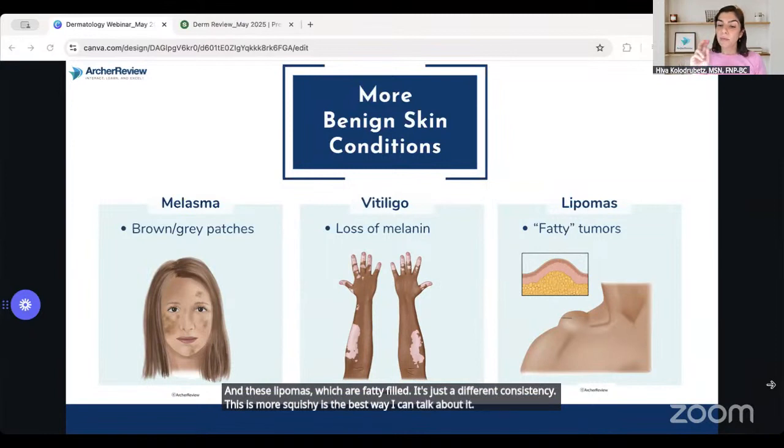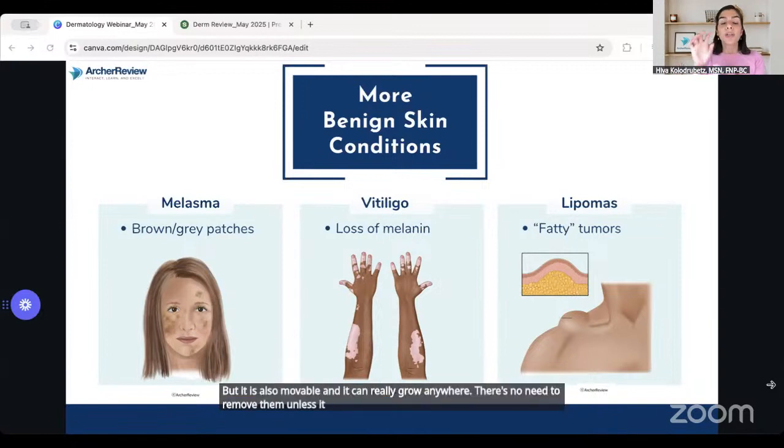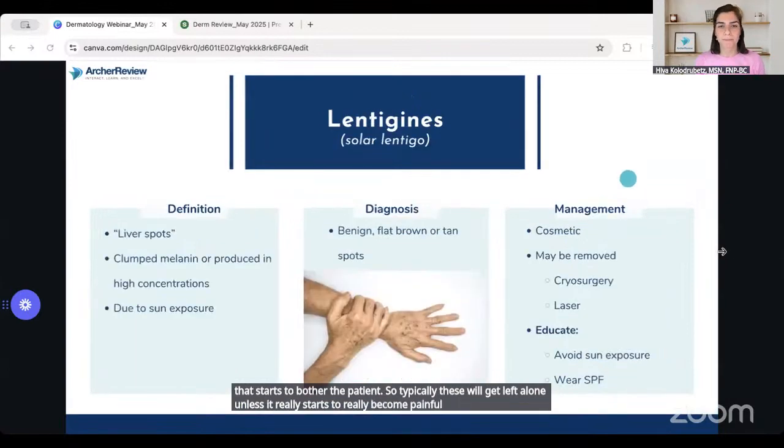This is more squishy, is the best way I can talk about it. But it is also movable and it can really grow anywhere. There's no need to remove them unless it really starts to push on a nerve and present in an area that starts to bother the patient. So typically these will get left alone unless it really starts to become painful or too big.